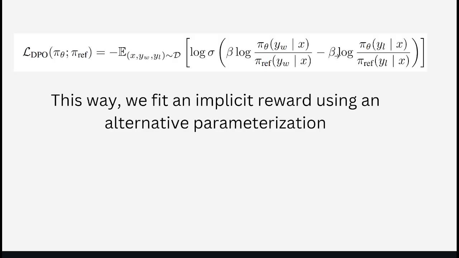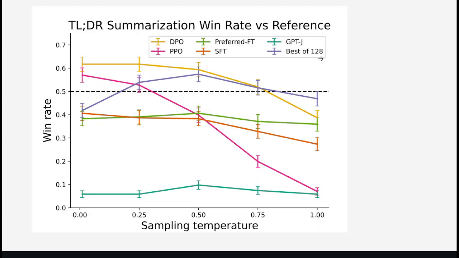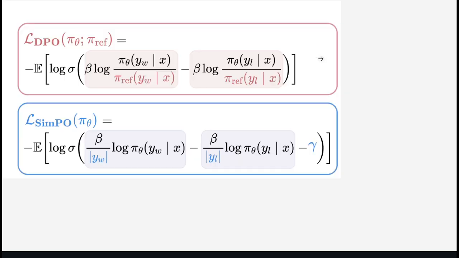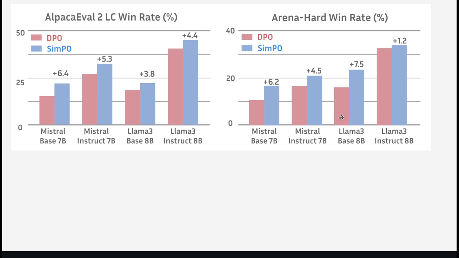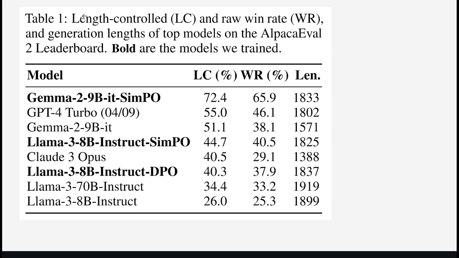So you will always have a reference model. But the thing is, DPO doesn't have this. SimPO doesn't have this; SimPO does not require a reference model, which can sometimes be beneficial. And it also has pretty good performance, defeating DPO.